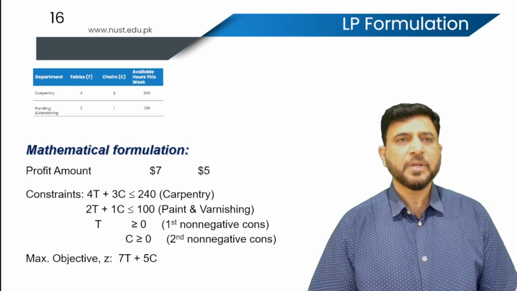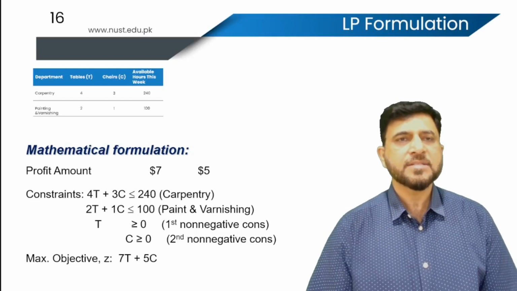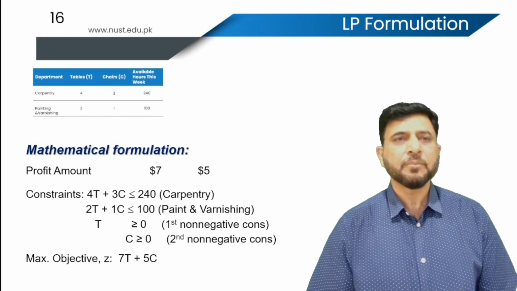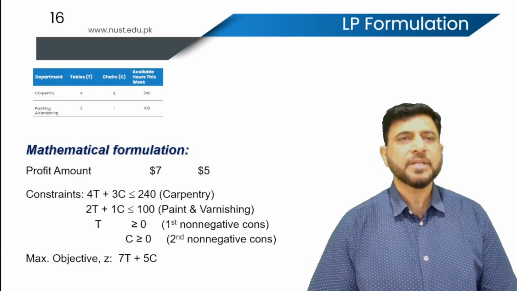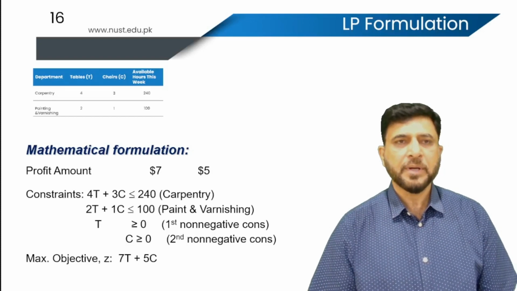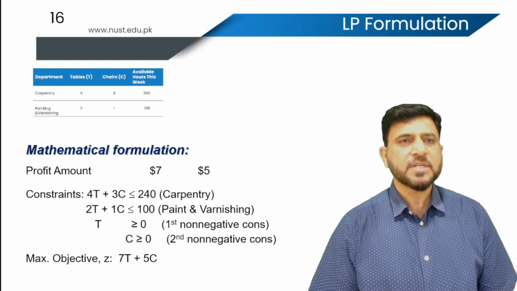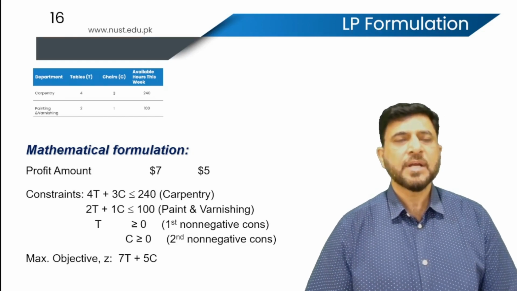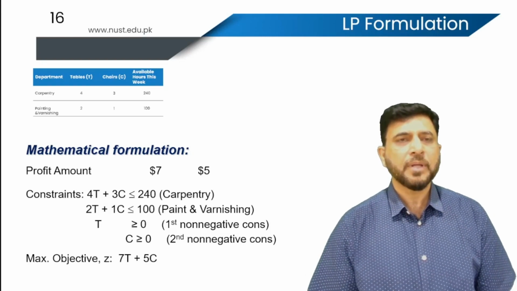The constraints will be 4T plus 3C must be less than or equal to 240, as the carpentry hours must be at most 240 hours, with 4 times the number of tables plus 3 times the number of chairs, because a table requires 4 hours and a chair requires 3 hours. So by combining these two, it must be at most 240 carpentry hours. Similarly, the same thing for painting and varnishing: 2T plus 1C less than or equal to 100. And there are non-negativity constraints, that is, tables and chairs should both be greater than or equal to 0.